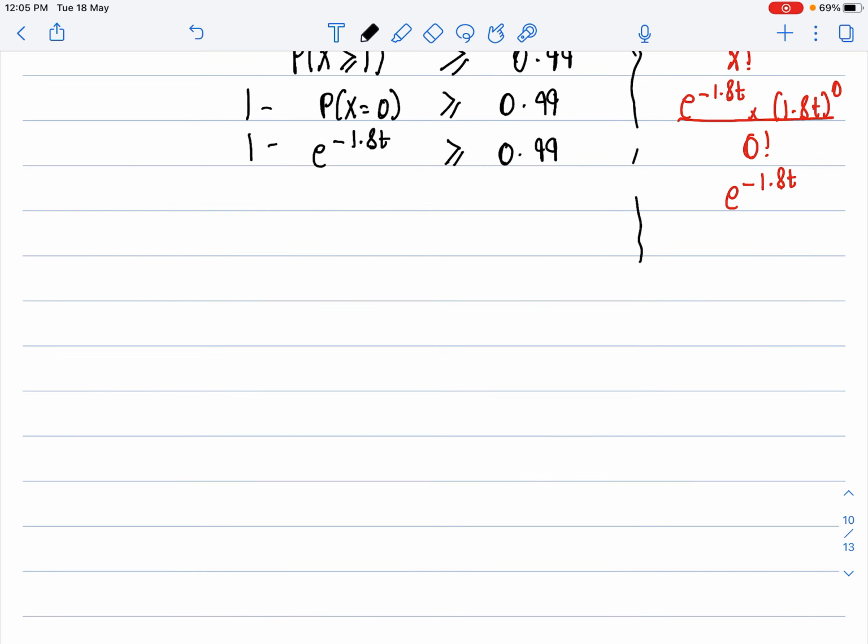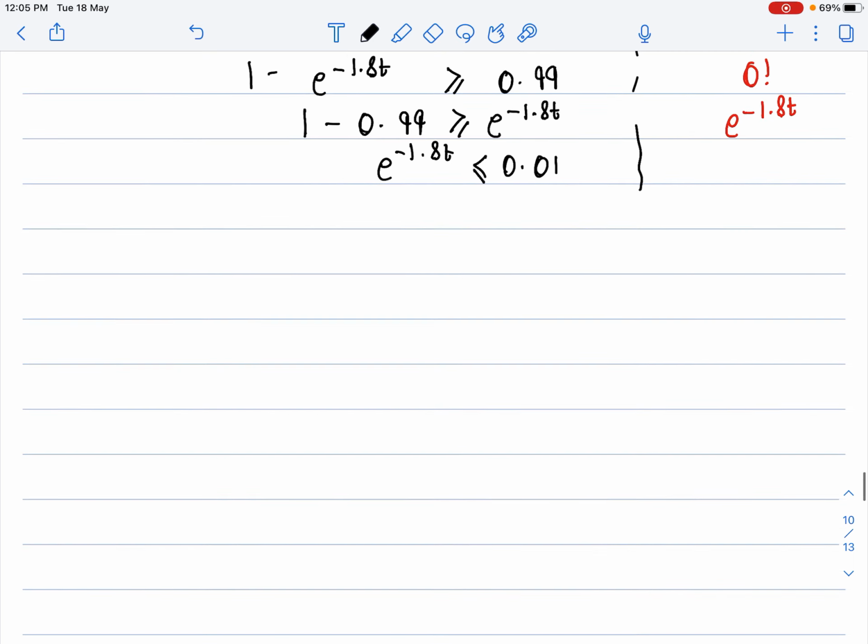So this can basically be written as 1 minus 0.99, which is more than equal to e raised to minus 1.8t. So I can write this as e raised to minus 1.8t, which is less than equal to 1 minus 0.99, which will give me 0.01. So now what I simply need to do is calculate t. Because there's an e, I'll do ln on both sides, basic logs. This is what I'll use.